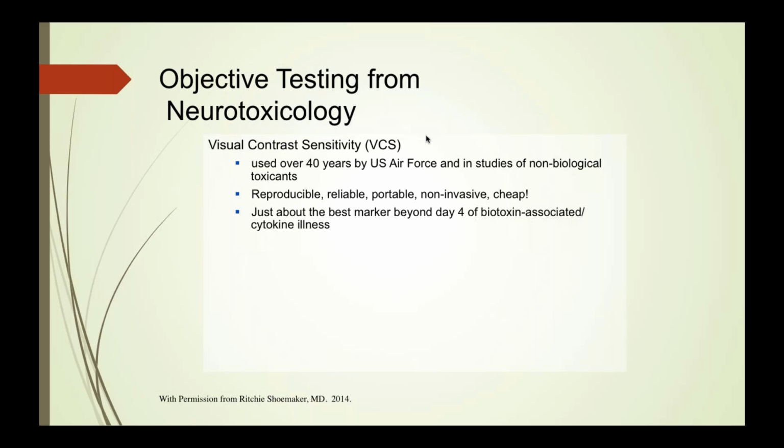It's very reproducible, reliable. There's quite good supporting data on it. It's just about the best marker beyond day 4 of a biotoxin-associated cytokine illness, meaning that cytokines are released like a storm in the brain. Once the brain becomes chronically inflamed, we begin to see decline in visual contrast sensitivity.